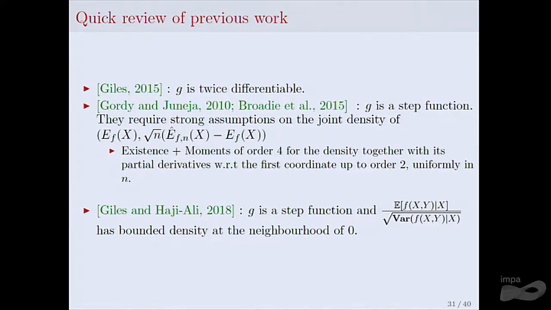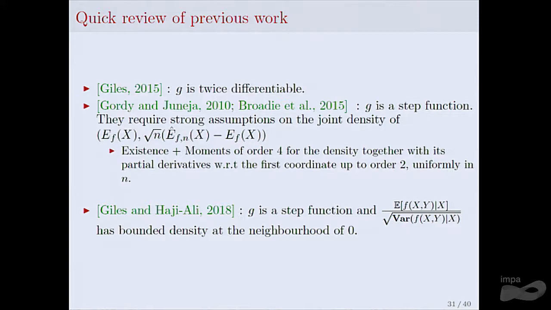And he's proved that you can still achieve the computational cost 1/epsilon² if you suppose that G is smooth enough. Goldie, Juneja, Brody and al. also achieve this by looking at when G is a step function, but they require some really strong assumptions on the conditional expectation and the estimation for the conditional expectation.